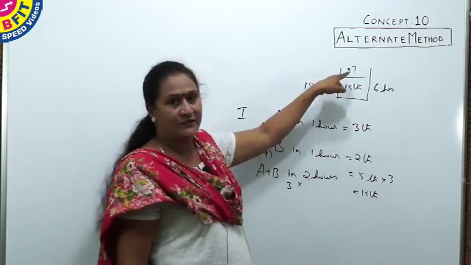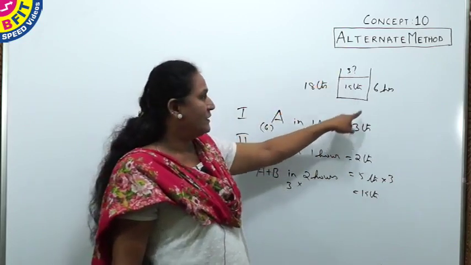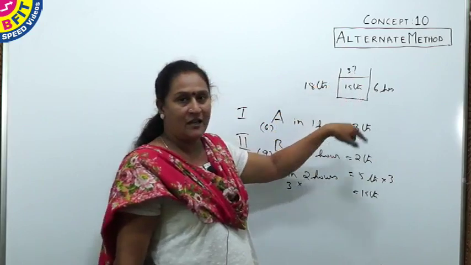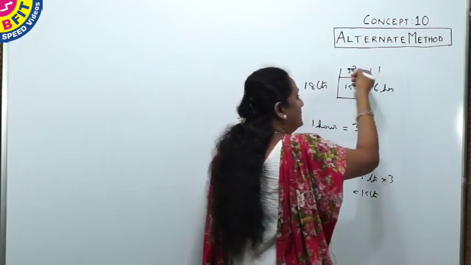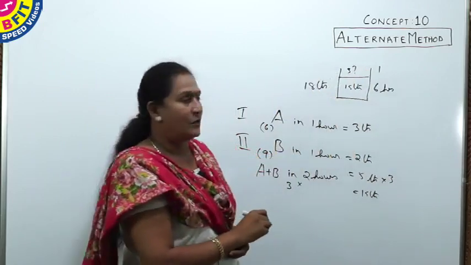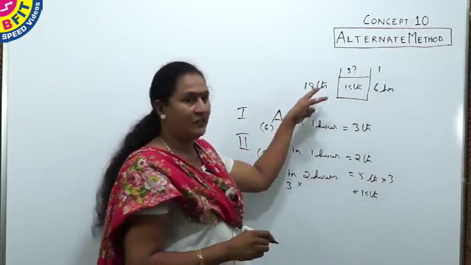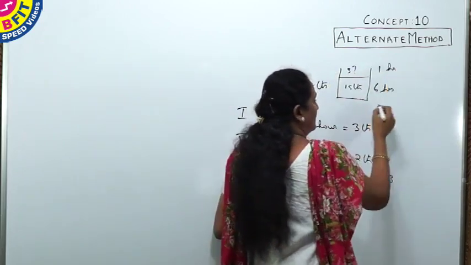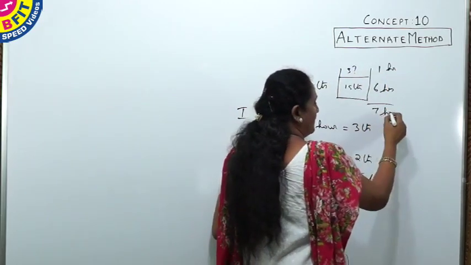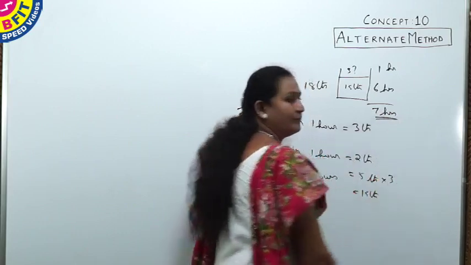So A will pour 3 liters. So how many liters do we need? 3 liters. Now in 6 hours, 15 liters. In the 7th hour when you open A, in 1 hour A pours 3 liters. Now how many hours for these taps to fill the tank? 6 plus 1. 7 hours is the answer.